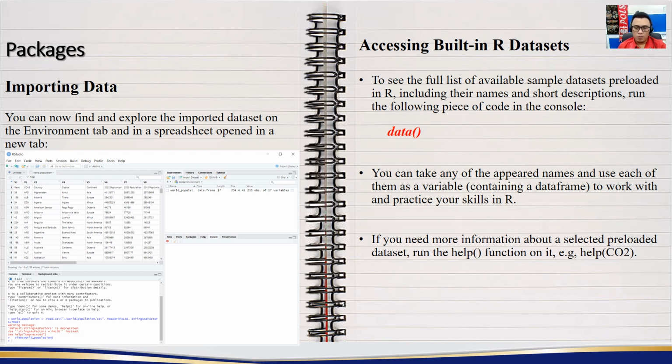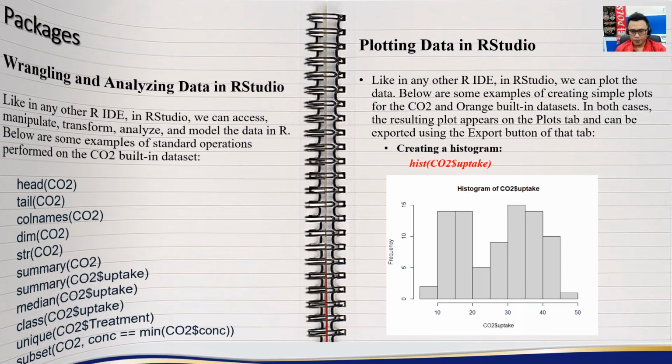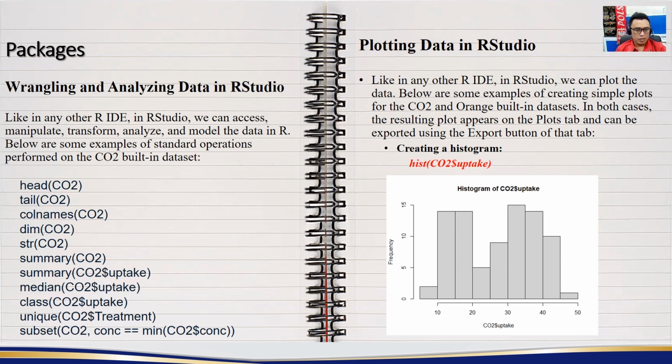You can take any of the names that appear and use each of them as a variable containing a data frame to work with and practice your skills in R. If you need more information about the selected preloaded datasets, just run the help function on it. An example here, we have help CO2. All right, since we're talking about CO2 or carbon dioxide emissions, among others, just hit it.